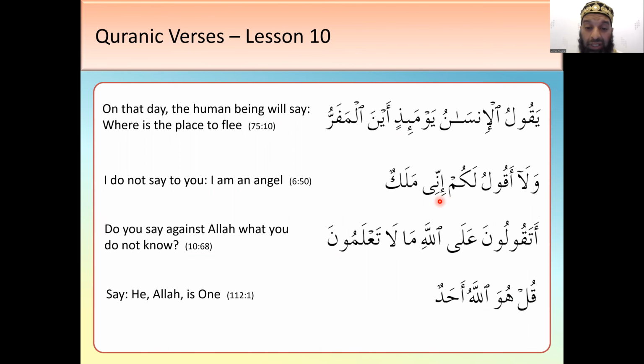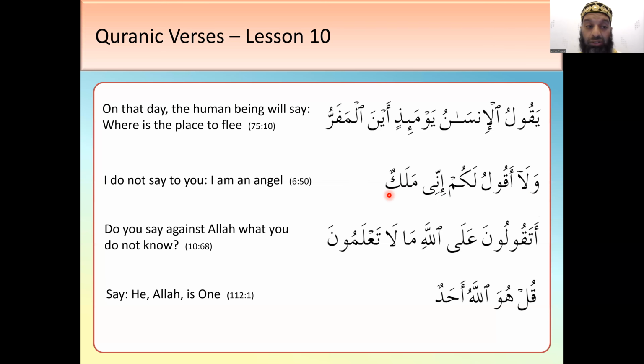So inni, indeed I, malakun. Malakun is the singular of malaika. So malak is angel. So, and I do not say to all of you that indeed I am an angel. So for this you've got all the formulas. You've learned the tables. You've learned the words you need to know to be able to explain and understand this.